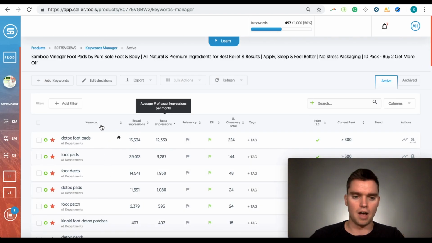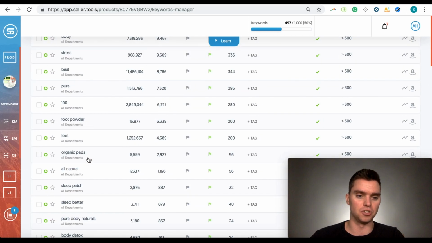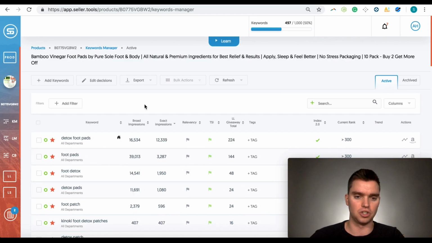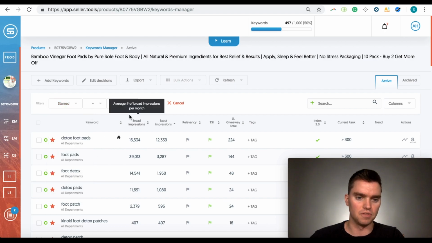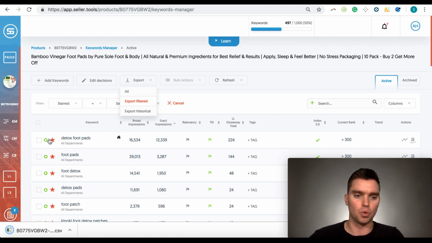So what we're going to do is export this list of our top keywords, our starred keywords, because these are our most relevant. We're going to add a filter and select if it's starred. If star is selected, then yes. And we want to export filtered, so we're only exporting the starred keywords. That's important to do, so make sure you do that.